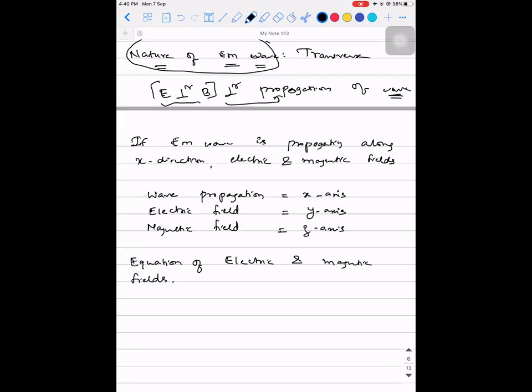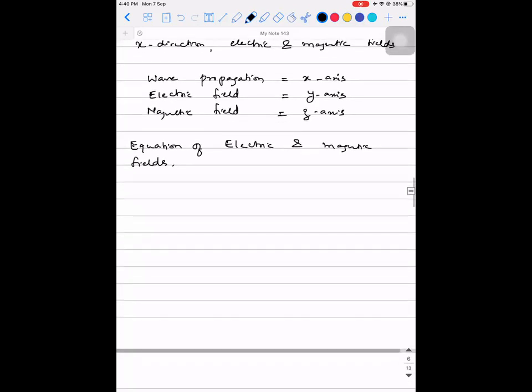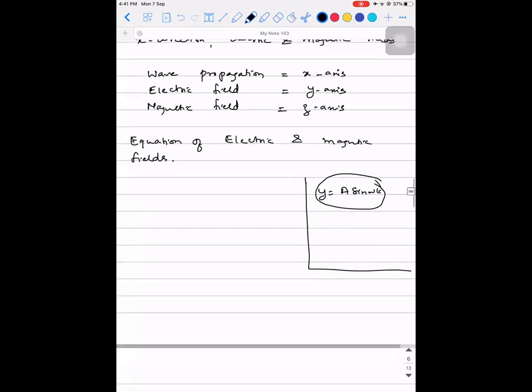Okay. So if you recollect the concepts from last year, basics, you would have seen an equation like this: y is equal to a sine omega t. Did you guys see this? Yes or no? So this equation represents what? Y is equal to a sine omega t represents the equation of a particle in which type of motion? Oscillator. Particle in SHM.